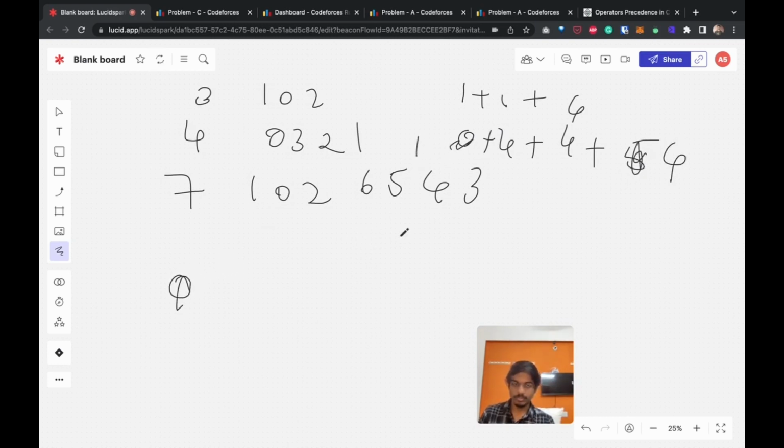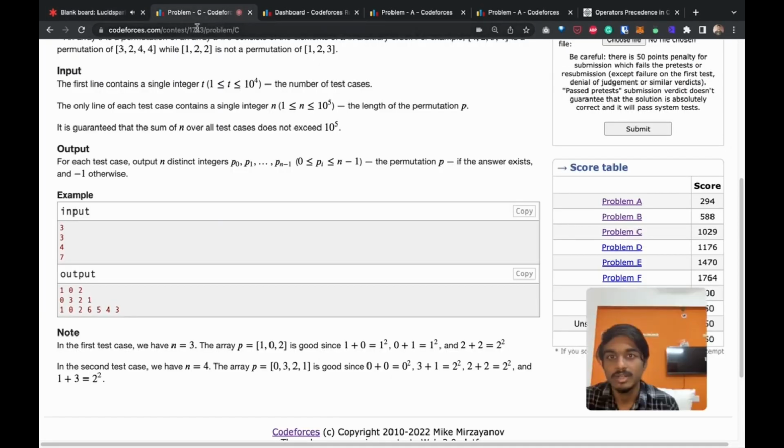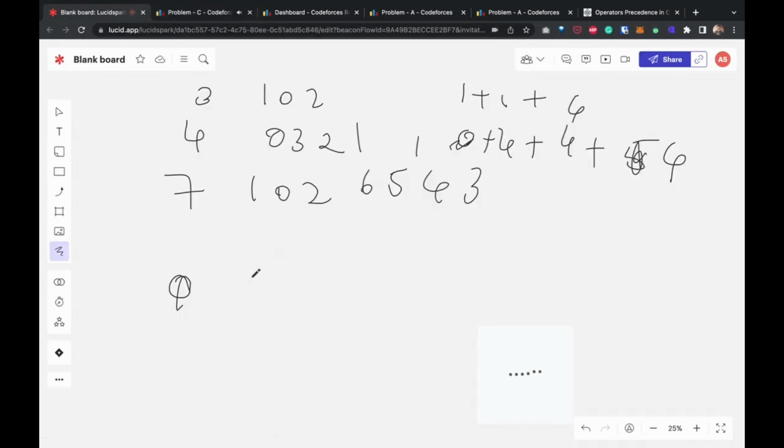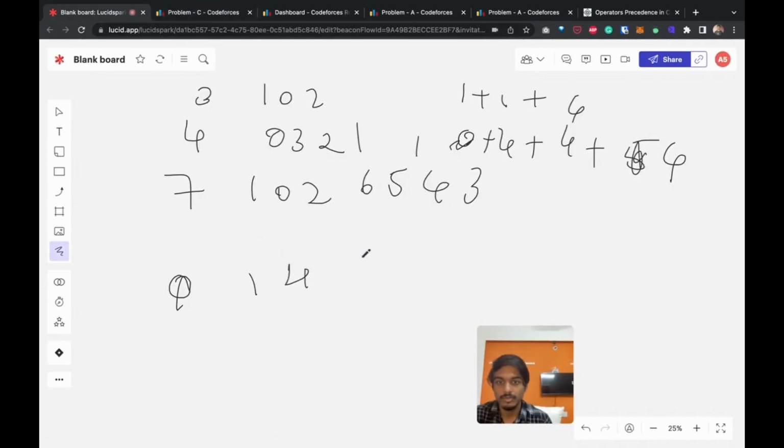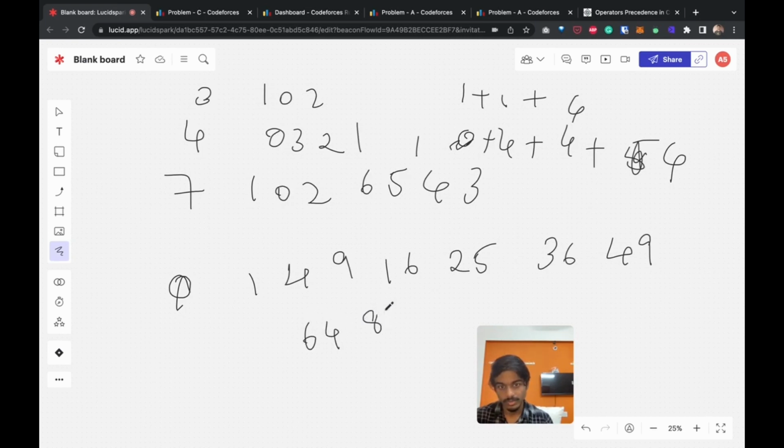So, what are all the perfect squares, first of all? How many numbers are there? There are 10 power 5. So perfect squares can be 1, 4, 2 squared is 4, 3 squared is 9, 4 squared is 16, 25, 36, 49, then 64. Yeah, something like that, right?